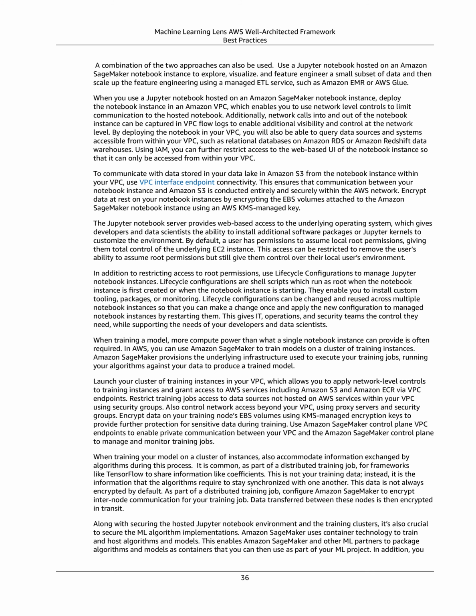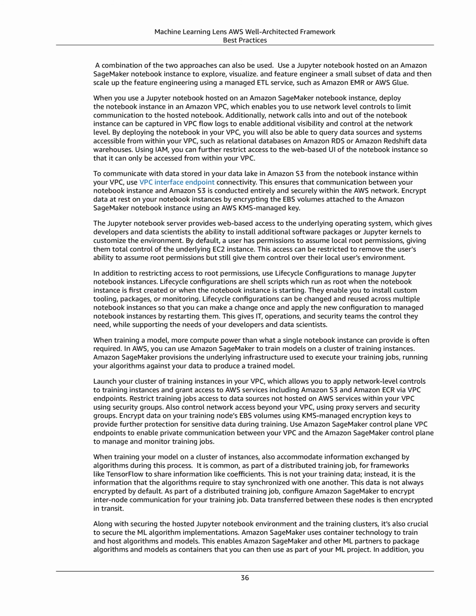Restrict training jobs access to data sources not hosted on AWS services within your VPC using security groups. Also control network access beyond your VPC, using proxy servers and security groups. Encrypt data on your training nodes' EBS volumes using KMS managed encryption keys to provide further protection for sensitive data during training. Use Amazon SageMaker control plane VPC endpoints to enable private communication between your VPC and the Amazon SageMaker control plane to manage and monitor training jobs.